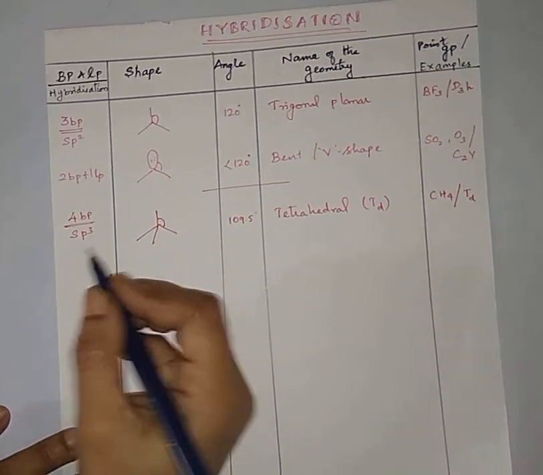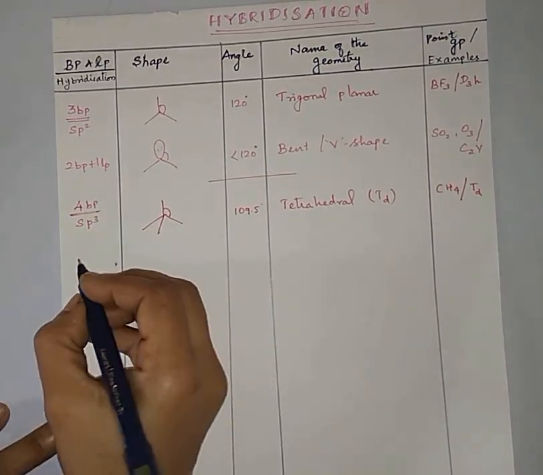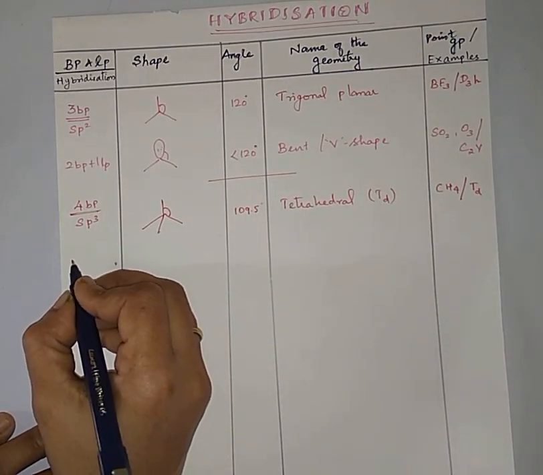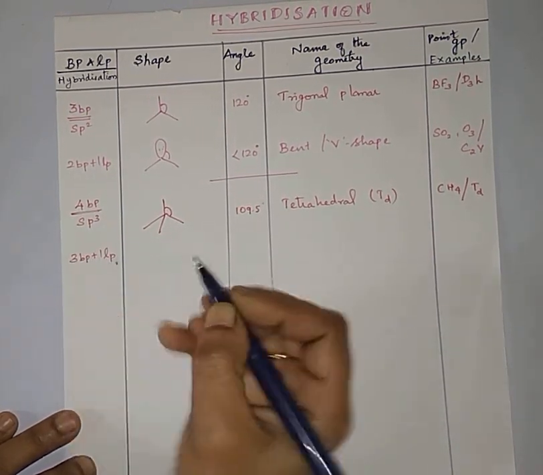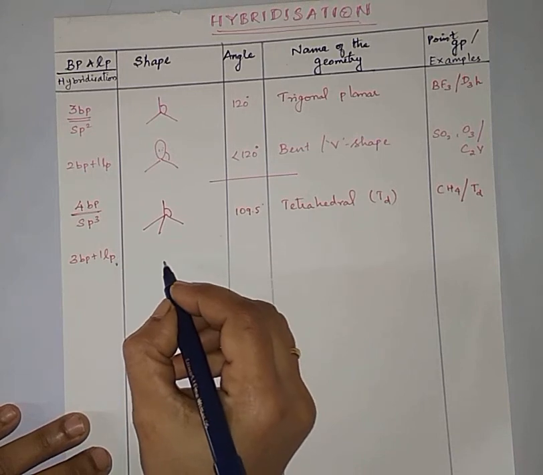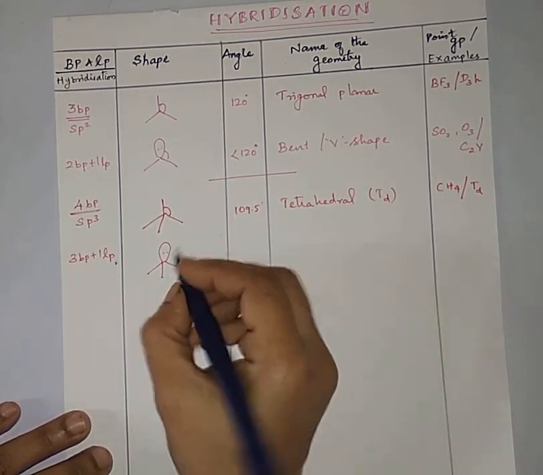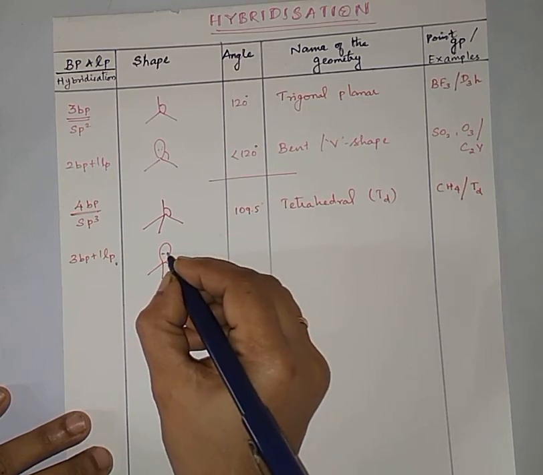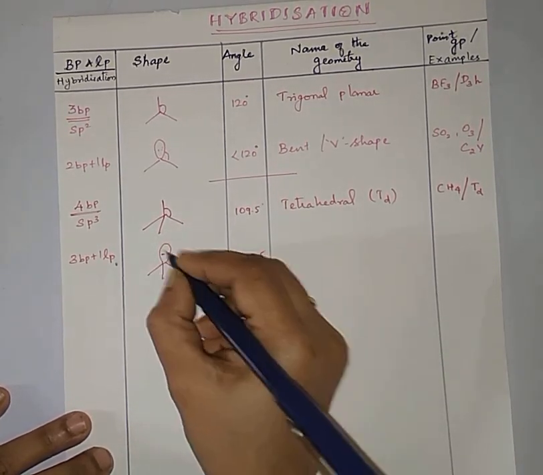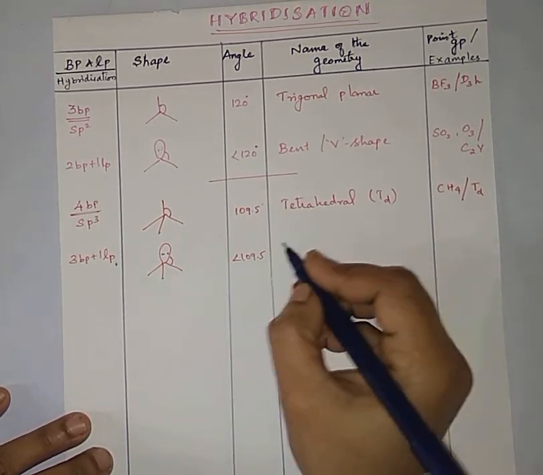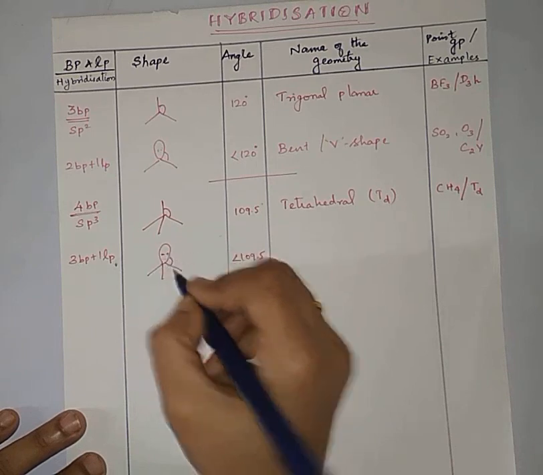And the next one, a bond pair is replaced with a lone pair. What will be the case? So 3 bond pairs plus 1 lone pair. 3 bond pairs and 1 lone pair. See here, 1 lone pair and 3 bond pairs. What will be the angle? Here also a little bit lesser than 109, due to the lone pair and bond pair repulsion. And the shape will be trigonal pyramidal.